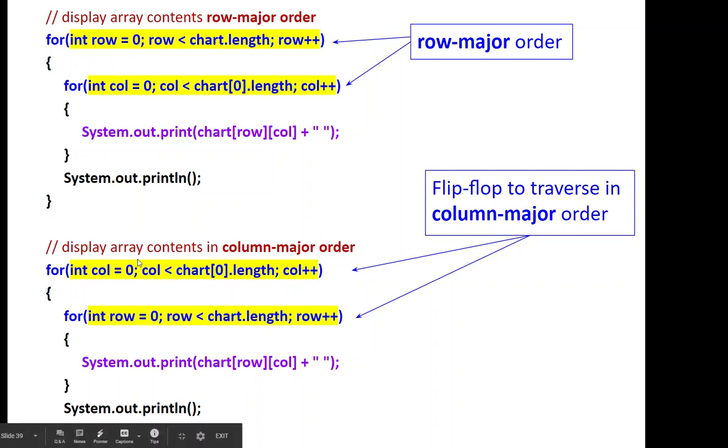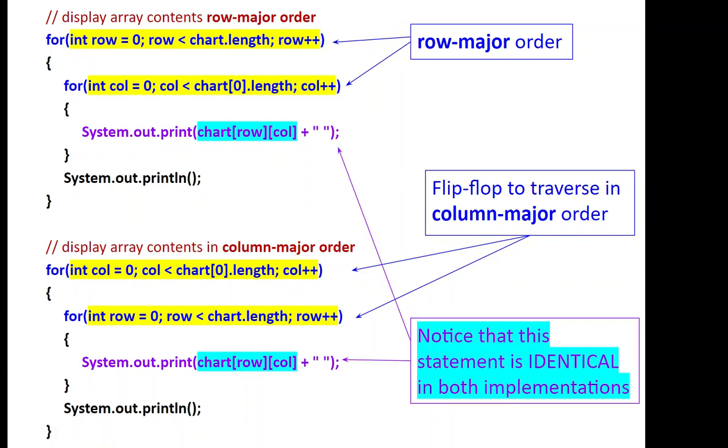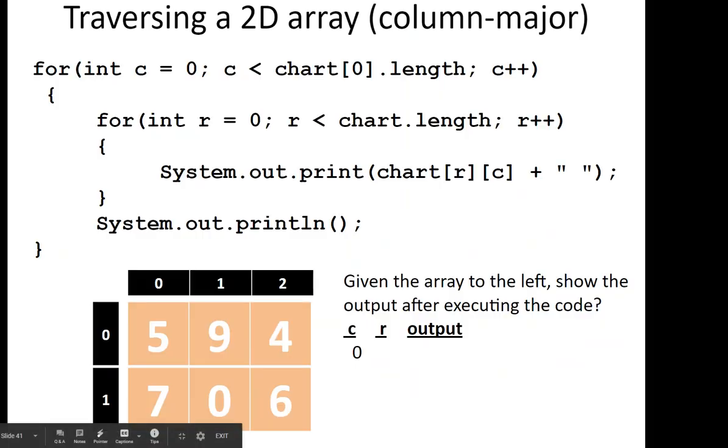So this, with the column loop on the outside, is column major order, and I'll show you how it works. Don't change this chart[row][column]. That's the reminder. If you flip this, then it'll be wrong. Okay, so let's see what happens.